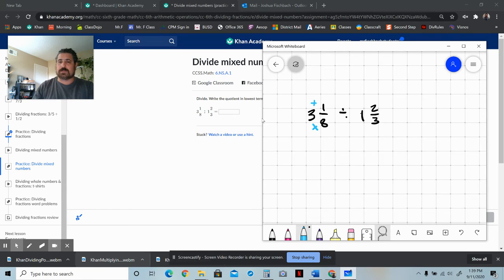3 times 8 plus 1, that's 24 plus 1, which is 25. So this is 25/8. And 1 times 3 plus 2, that's 3 plus 2 is 5, so that's the same as 5/3. Now you're going to use your keep, flip, change algorithm, which basically tells you to keep the one on the left the same. So 25/8 stays the same. You're going to flip the one on the right to its reciprocal. Just flip it top to bottom. And you're going to get 3/5 there.